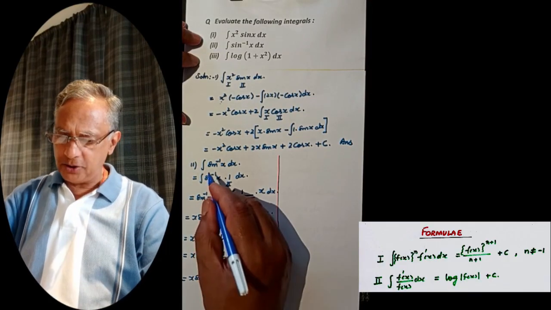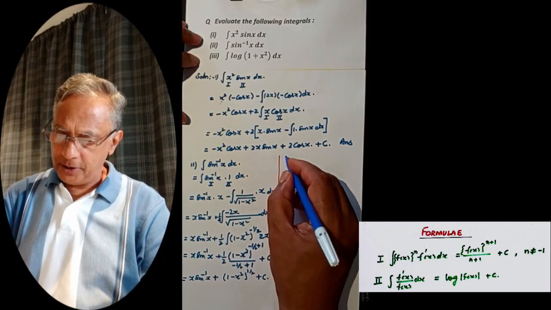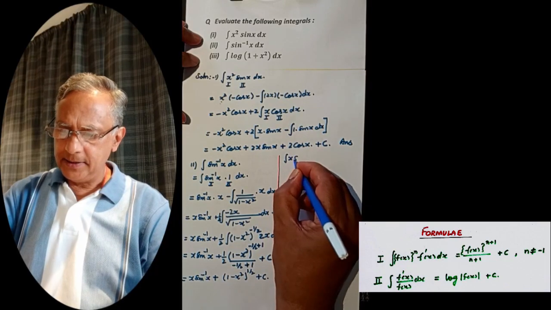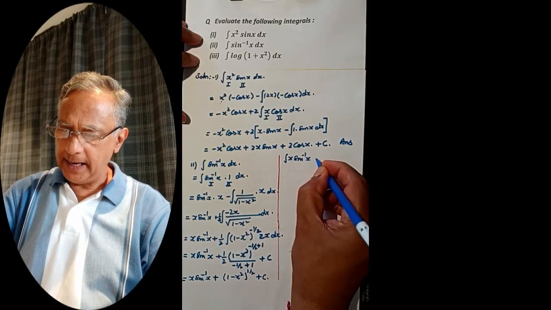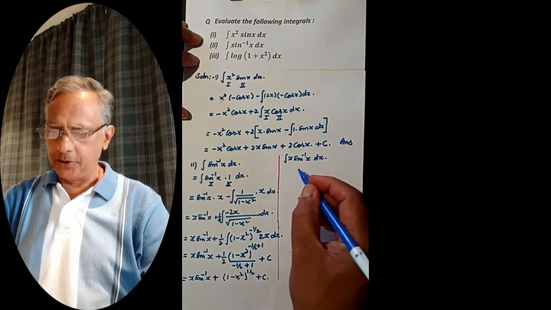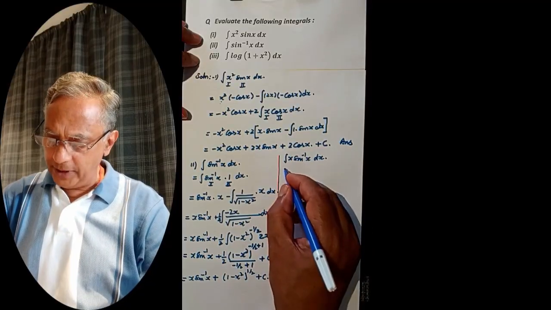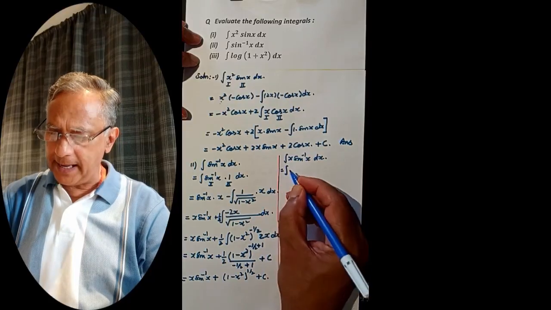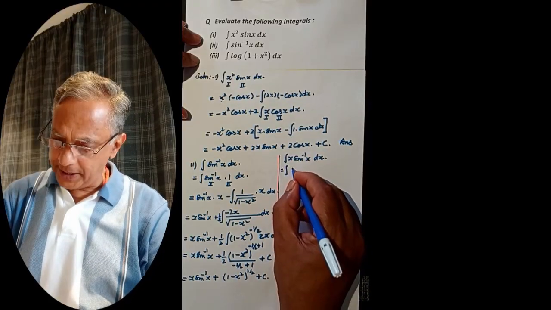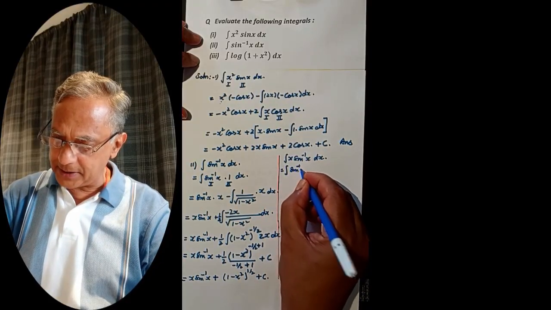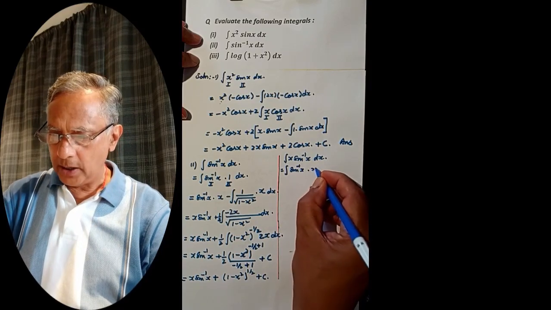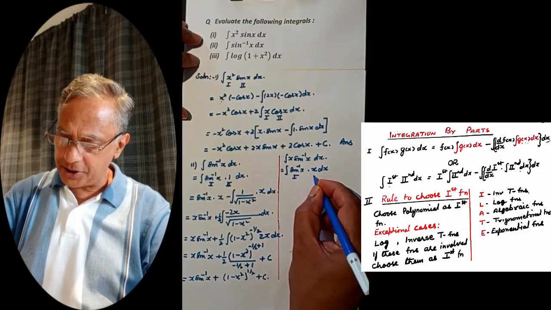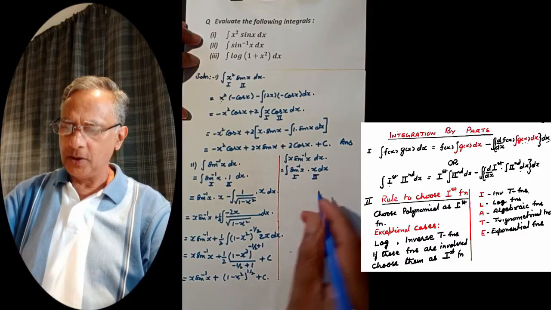Now we modify this question a bit. Suppose the question is integral x sine inverse x dx. Now this is an exceptional case. We will take the inverse trigonometrical function as a first function. So we can write this as sine inverse x into x dx and regard this as first function and this as second.